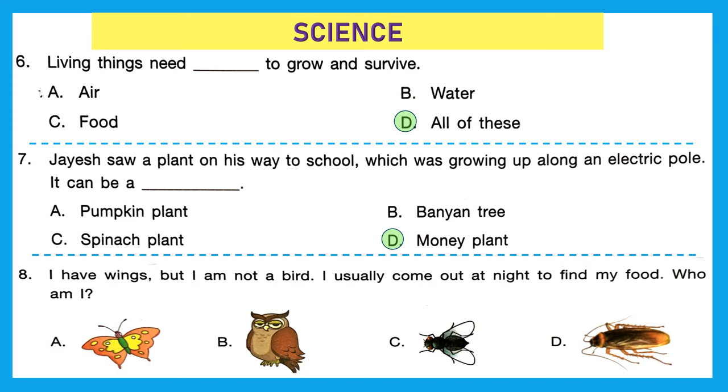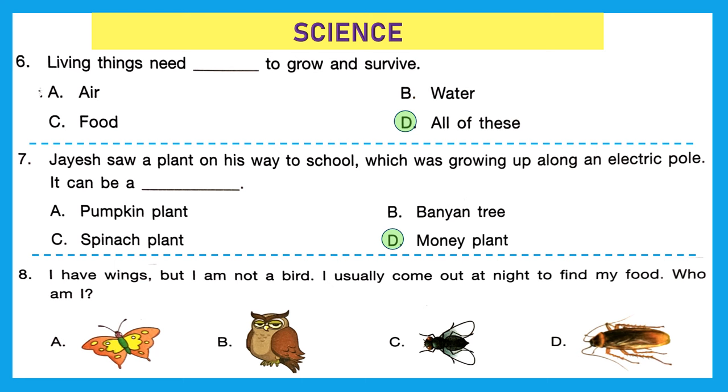Question 8. I have wings but I am not a bird. I usually come out at night to find my food. Who am I? It's a riddle. Let's solve it. Option A is butterfly. They are not nocturnal in nature. So, it generally does not come out to find its food in night.